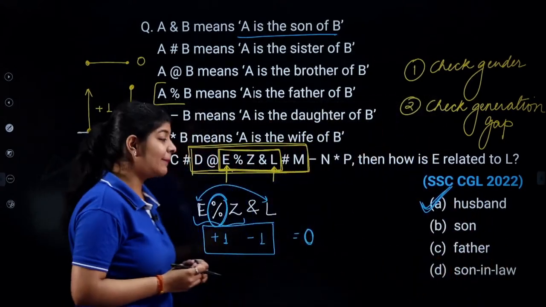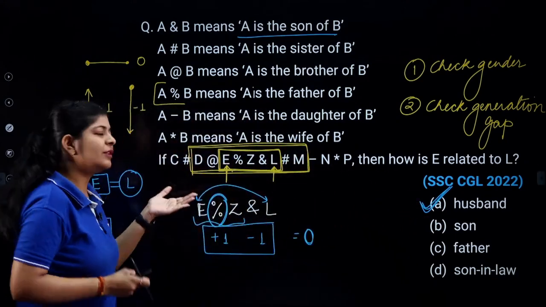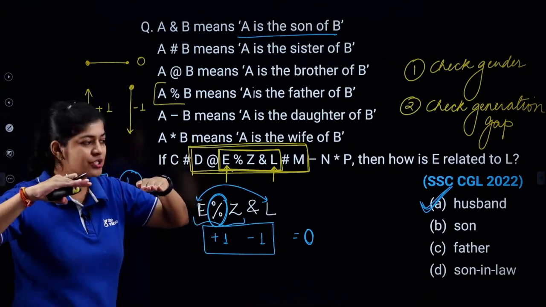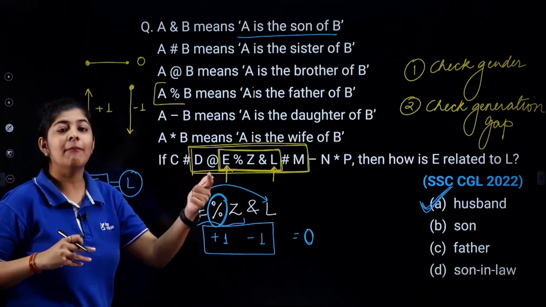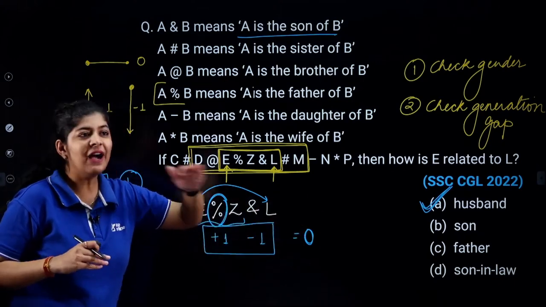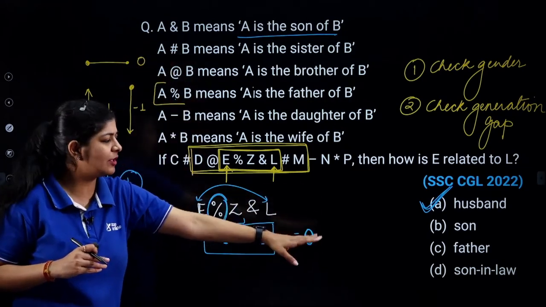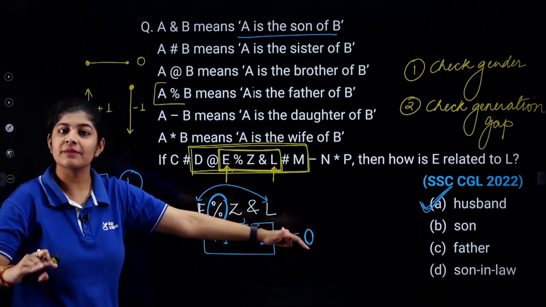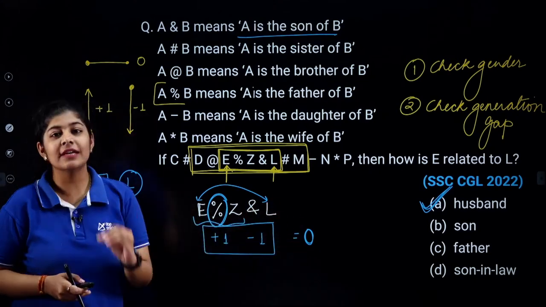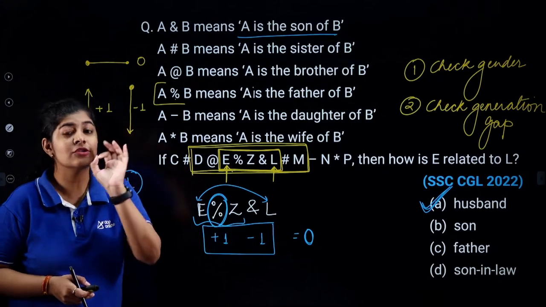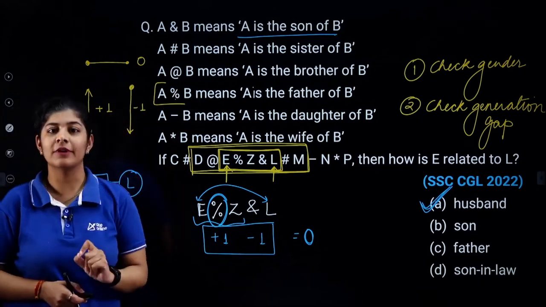But how will we determine that the generation gap here is also 0 or not? We know that husband and wife lie on the same generation. As we talk about son, we need to go to a lower generation, so we need -1. Do we have that? No. For father, we need to go to the above generation, so we need +1. Do we have that? No. Just simply eliminate the option. Son-in-law, lower generation. We require -1, not 0 or +1. So we can easily solve such types of questions within seconds if we know all these tricks, right?